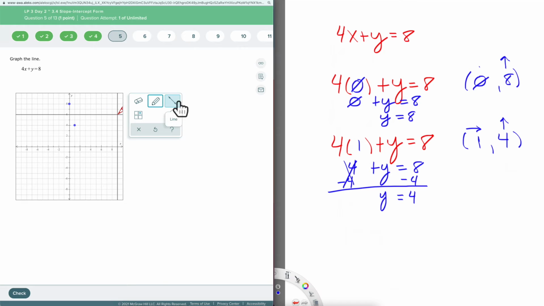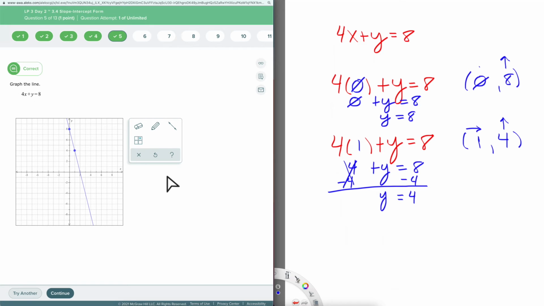All right, let's go ahead and connect these lines here. Okay, check. And we are good to go. So continue.